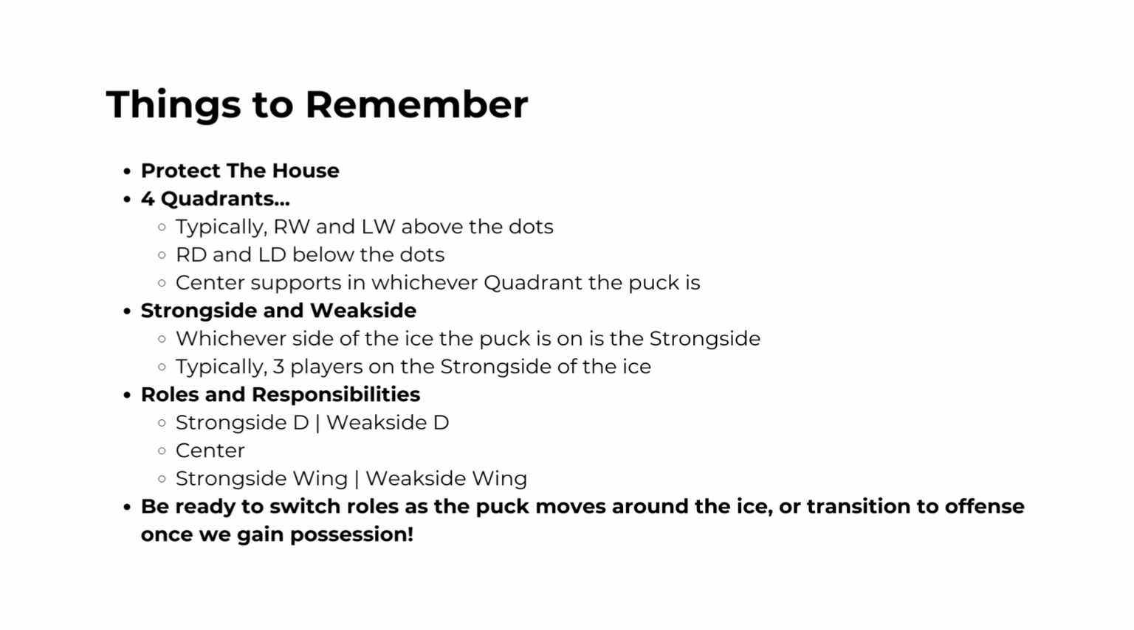It's also important to understand the difference between the strong side of the ice and the weak side of the ice. The roles and responsibilities of the strong side D, the weak side D, the center, the strong side wing, and the weak side wing are important to understand. And lastly, there will be times where players must temporarily switch roles with each other. This is where having good habits like scanning the ice and communicating with your teammates really helps out.